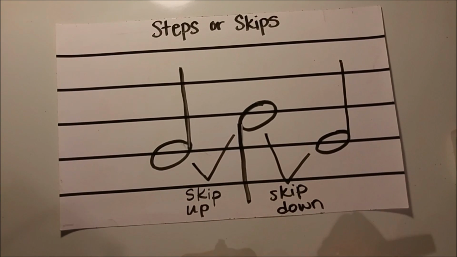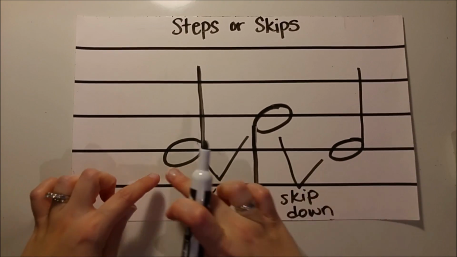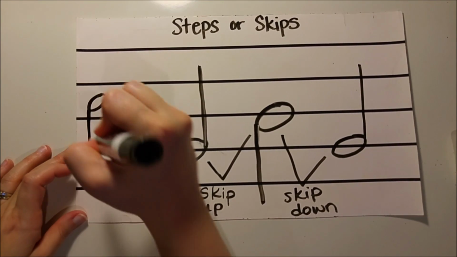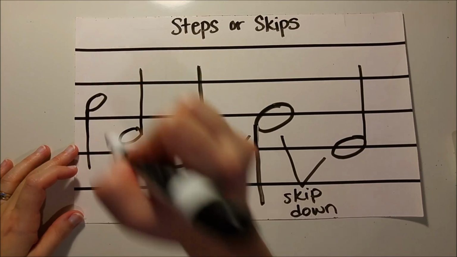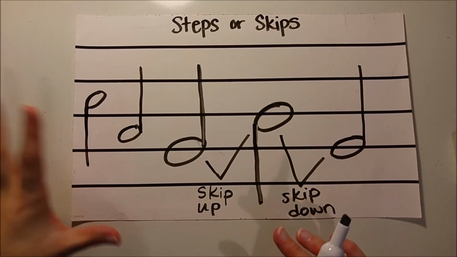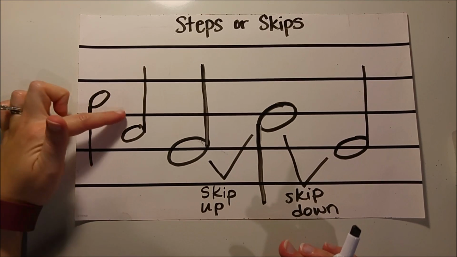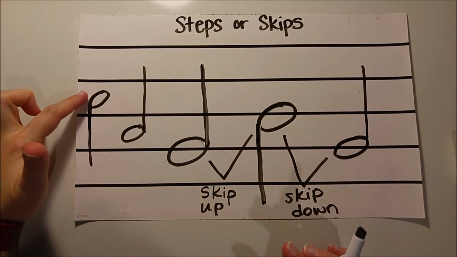All right, and that works if we're going from lines to lines or spaces to spaces. There's a space, there's a space. My notes are a little small, but right, we went to a space, we skipped over the line in the middle, so that's a skip down.